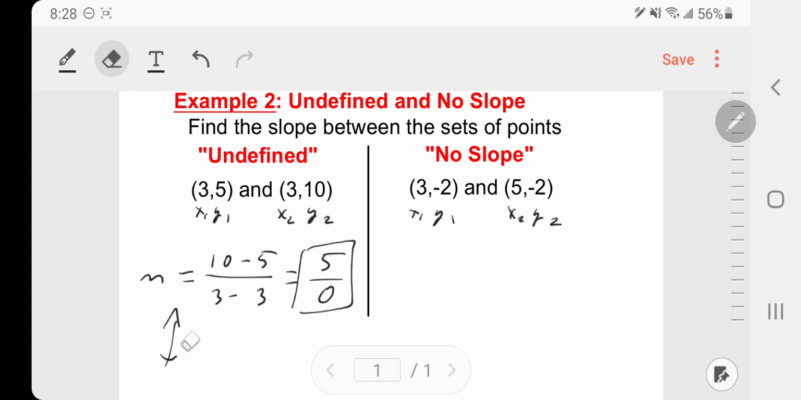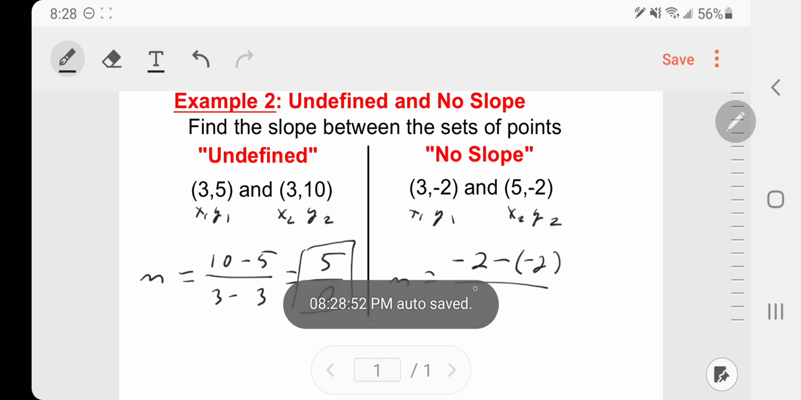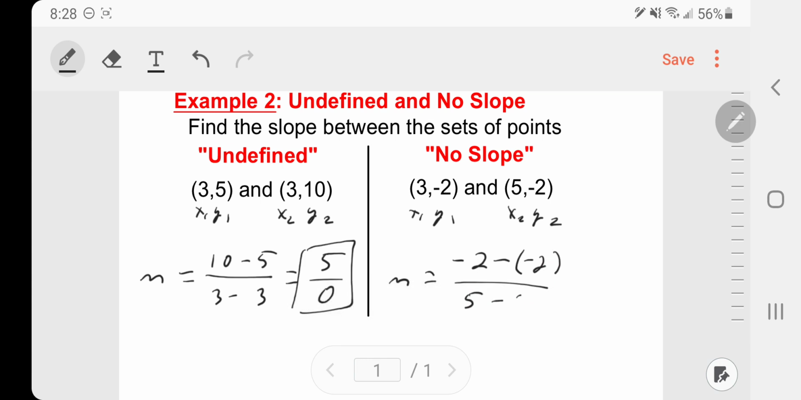Okay, looking at the second example that we have here. Okay, so again, it's y2 minus y1, so that would be y2, which is negative 2, minus y1, which is also negative 2, over x2, which is 5, minus x1, which is 3. Okay, negative 2 minus a negative 2, that becomes a plus, so that's negative 2 plus 2, which is 0. And then 5 minus 3 on the bottom, I end up with 2.